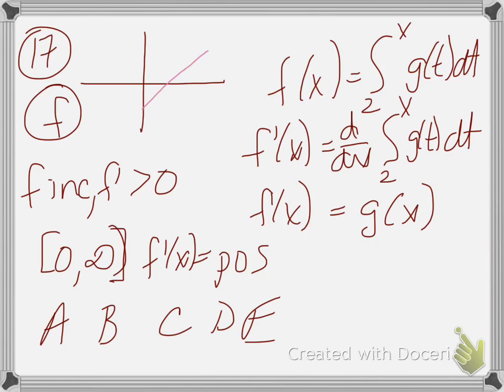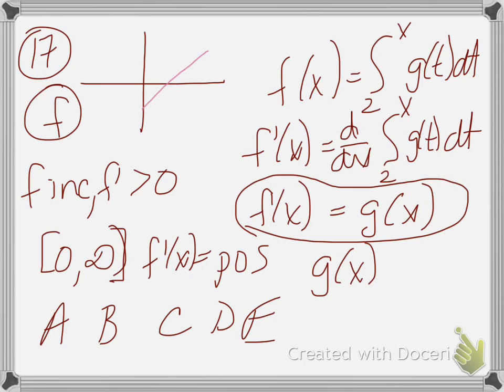And so if f prime has to always be positive, then what's the connection between f prime and g of x? Well, we have this right here. So if f prime has to be positive, what we're really saying is that g of x has to be positive. Okay, so look at all your pictures of choices for g.